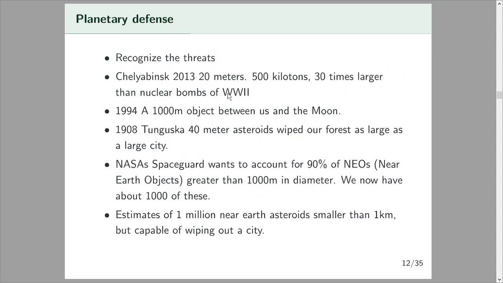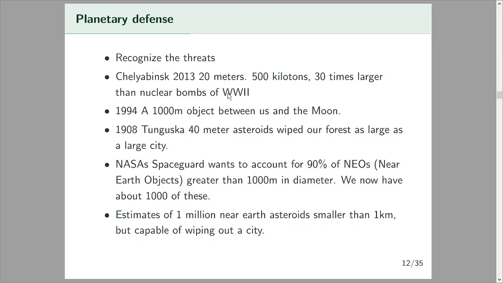So, planetary defense. We've had some fairly serious asteroid events in our history. As recently as 2013, in Chelyabinsk, in Russia, there was a 20-meter asteroid that was 500 kilotons and 30 times larger in energy than the nuclear bombs of World War II. So if we hit a city with one of those, it would be pretty bad. Fortunately, the chances of that are really small.